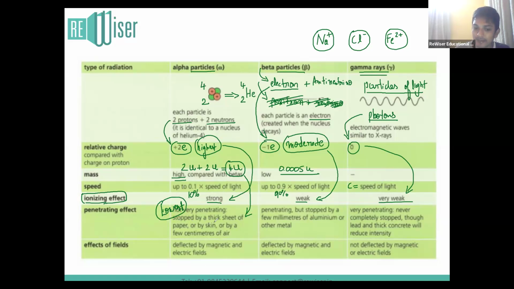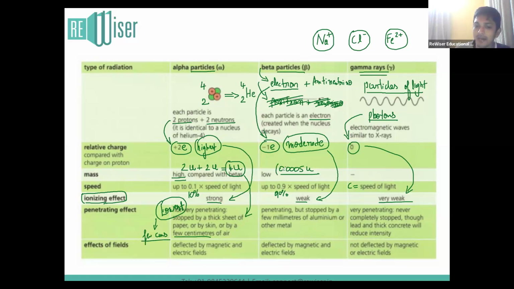A thick sheet of paper or even skin or a few centimeters of air is enough to stop alpha particle emission. Or in other words, they can only travel a few centimeters.